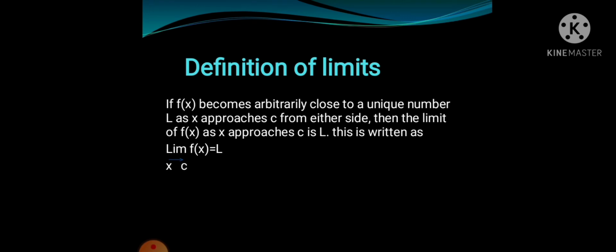Definition of limits. If f(x) becomes arbitrarily close to a unique number L as x approaches c from either side, then the limit of f(x) as x approaches c is L. This is written as the limit of f(x) equals L, as x approaches c.